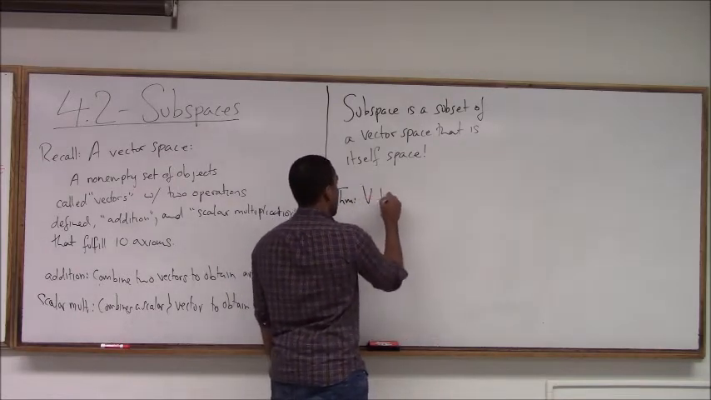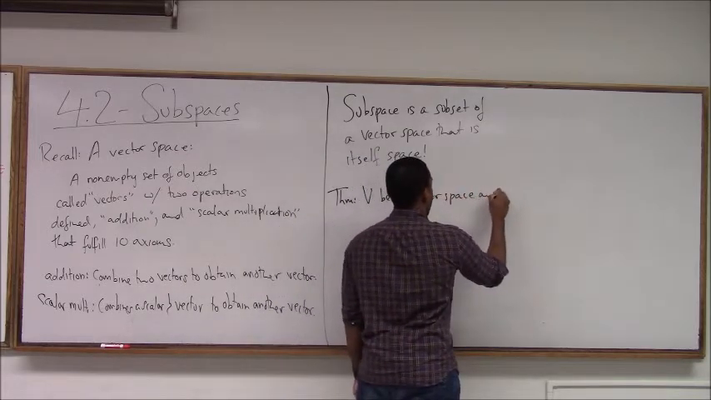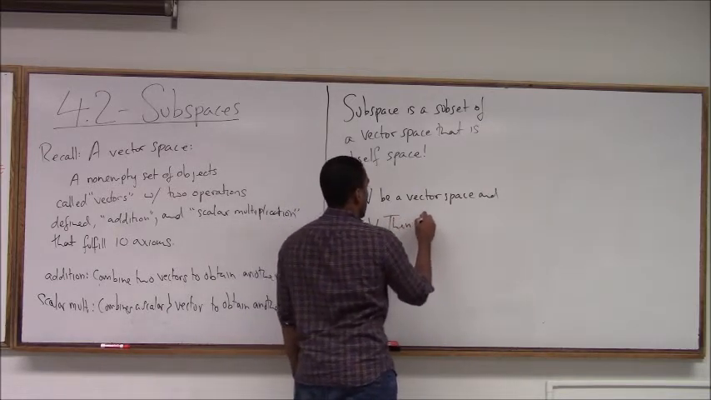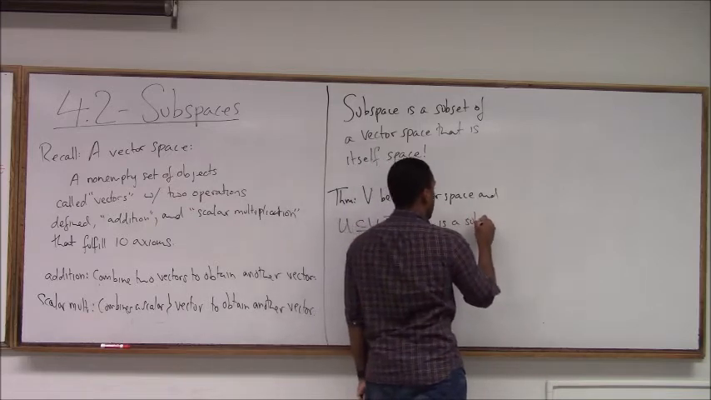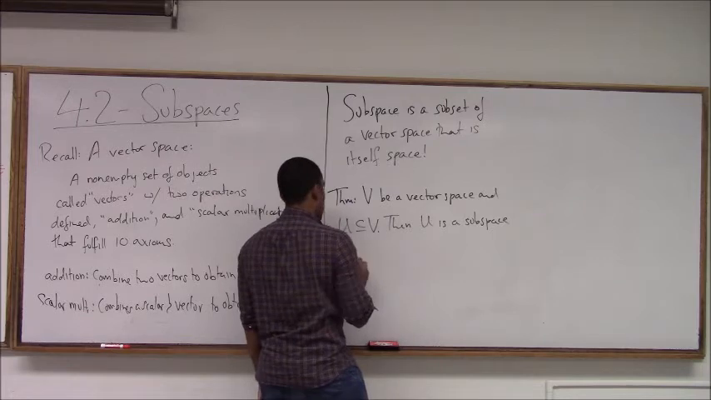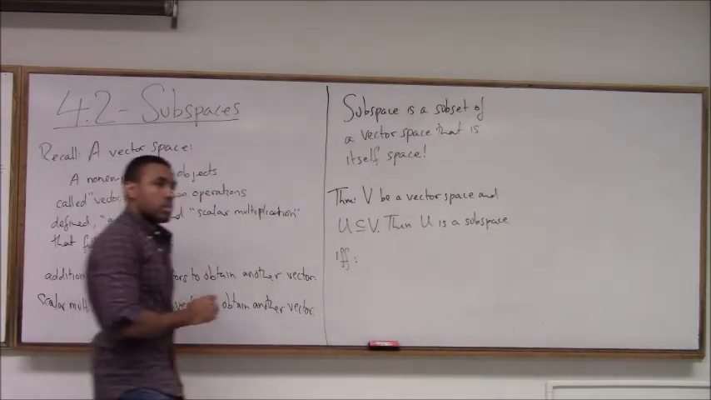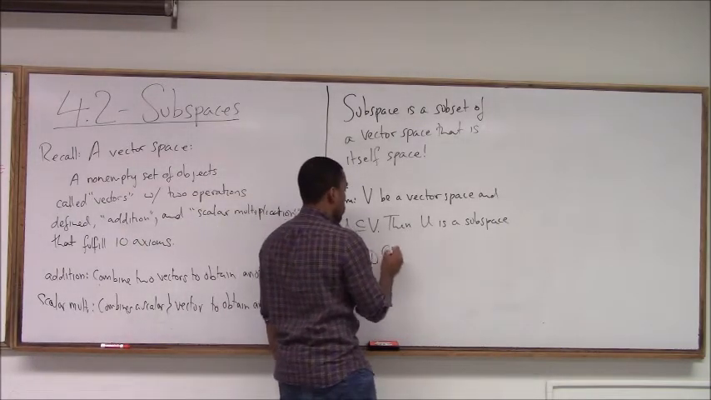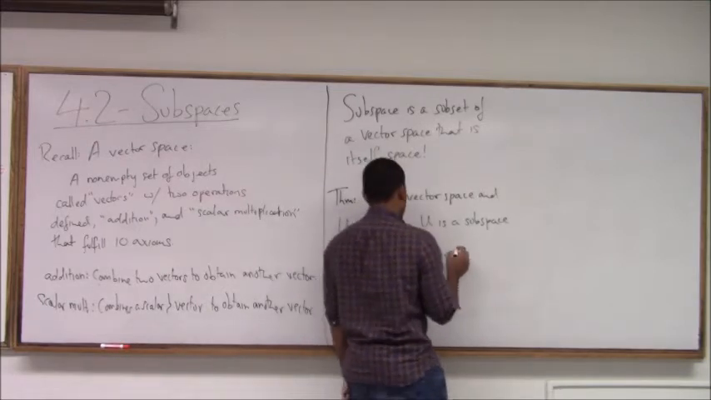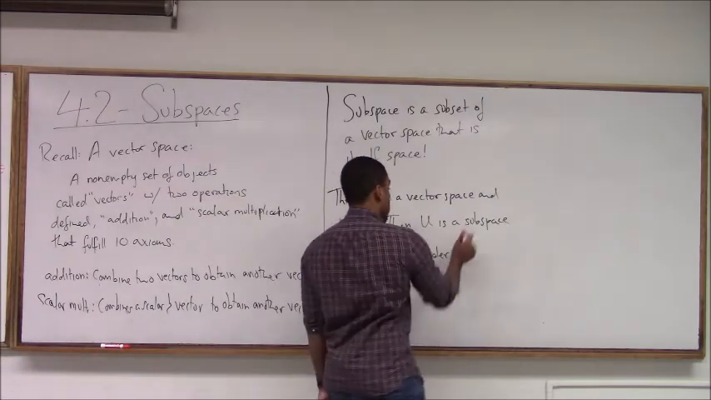So let V be a vector space, and U is a subset of V, then U is a subspace if and only if. What were the conditions that made a subset a subspace? Yeah? Closed under addition. One was closed under addition. Meaning anytime you add two vectors, you get another vector that stays in this subset.